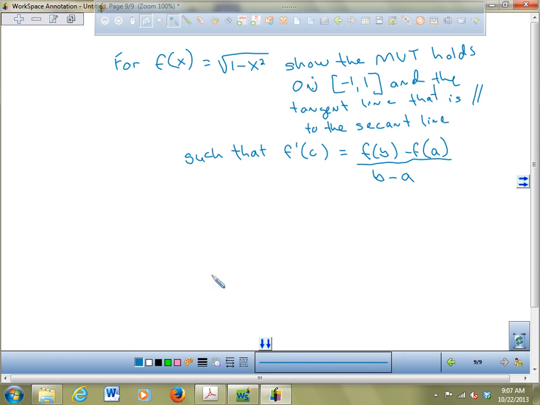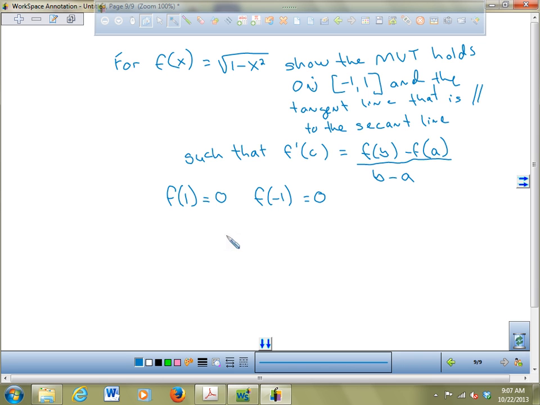So the first thing that I gotta make sure of is show that this thing is continuous. Okay? So if I plug in 1 in here, do I get out a value? So what's f of 1? 0. And I'm going to plug in my other endpoint, f of -1. What do I get out? 0. Okay?